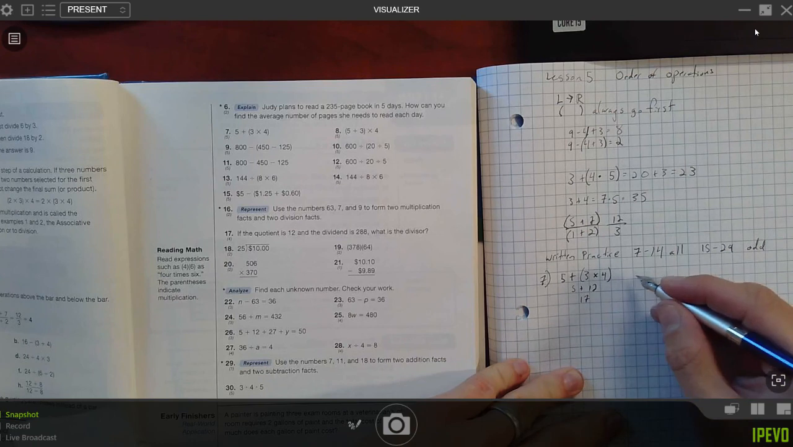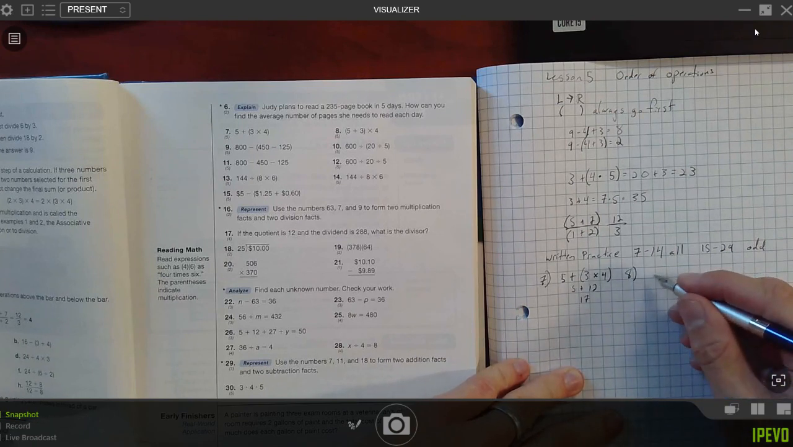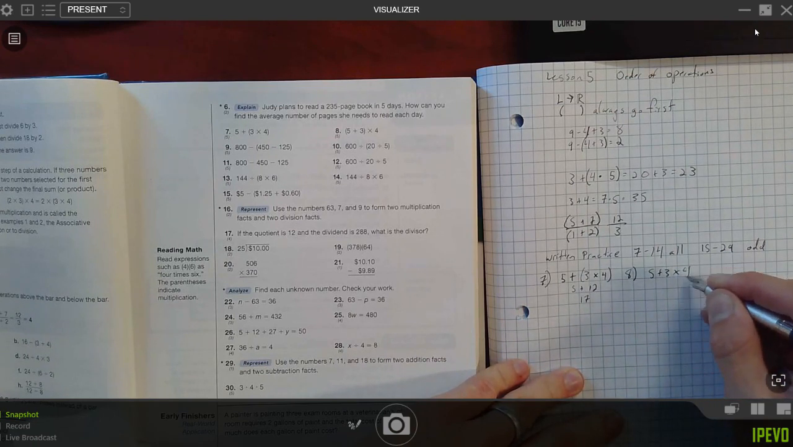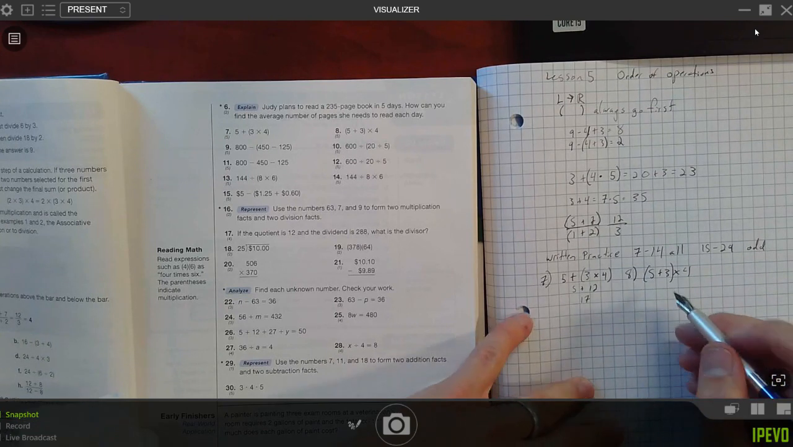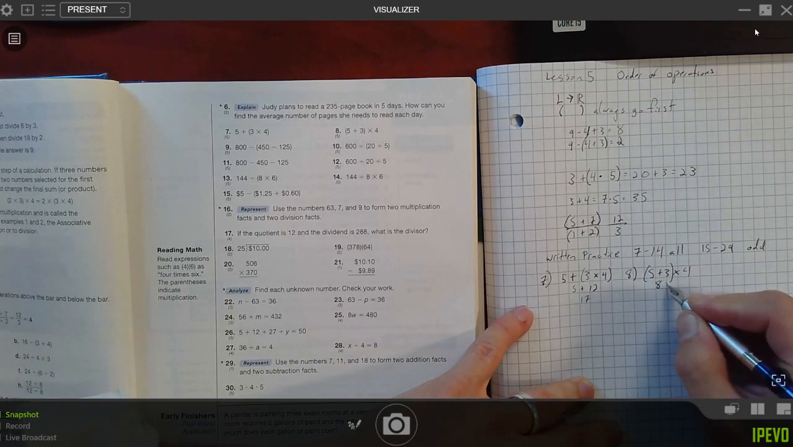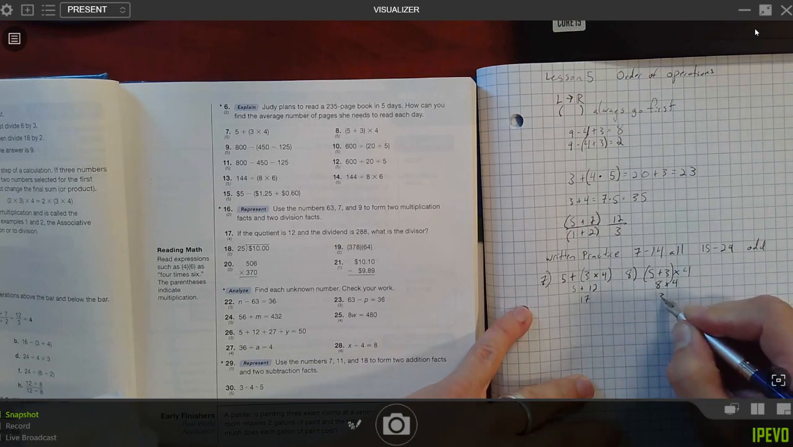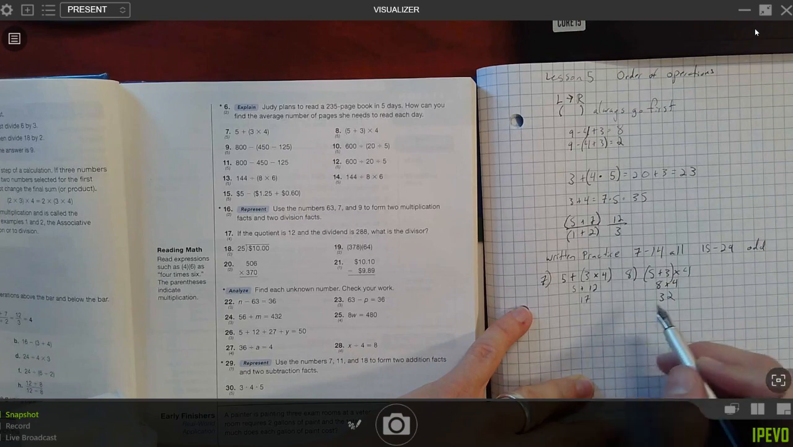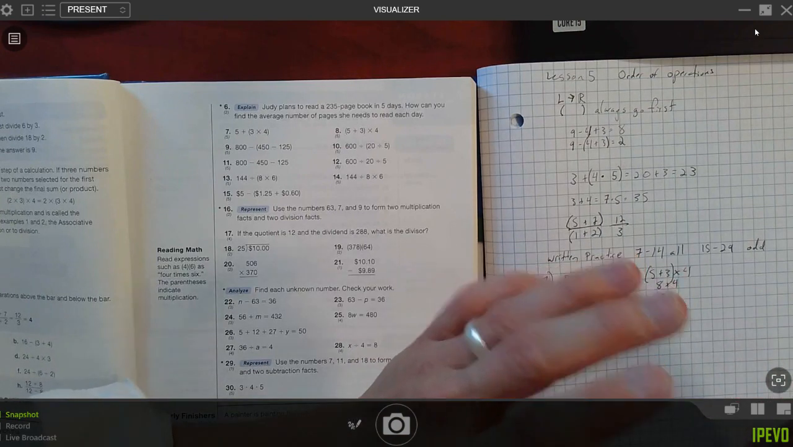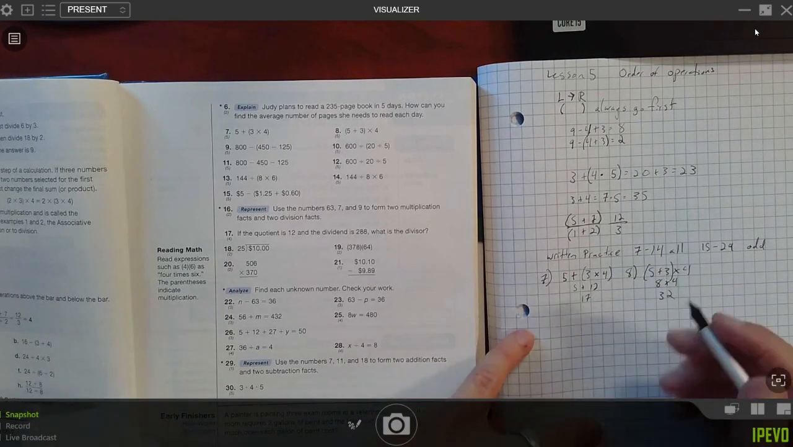For 8, we have 5 plus 3 times 4. Now the parentheses are clutch because they are going to actually change the problem. So that's 8 times 4. 4 times 8 is 32. It's almost double the difference, okay? The way those parentheses really change things.